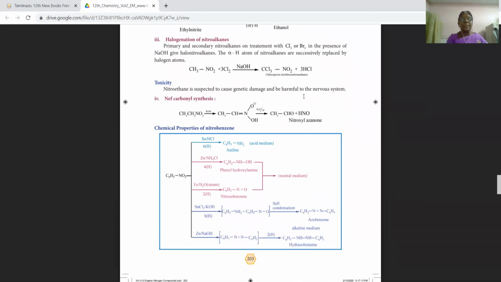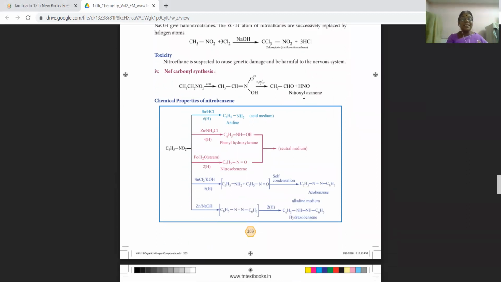Next, chemical properties of nitrobenzene. C6H5NO2. If it is treated with stannous and hydrochloric acid, you will get aniline in the acid medium, and with NH4Cl, that is neutral medium, you will get C6H5NHOH, that is phenylhydroxylamine. And if it is treated again in the neutral medium with Fe, iron and water, and you will get C6H5NO, that is nitrosobenzene, with stannous chloride and KOH. KOH means it is the basic medium.